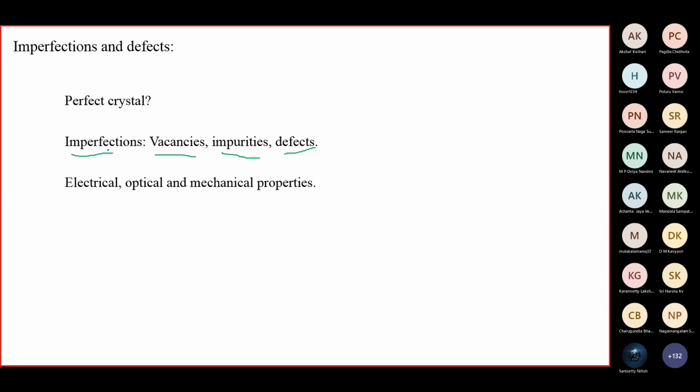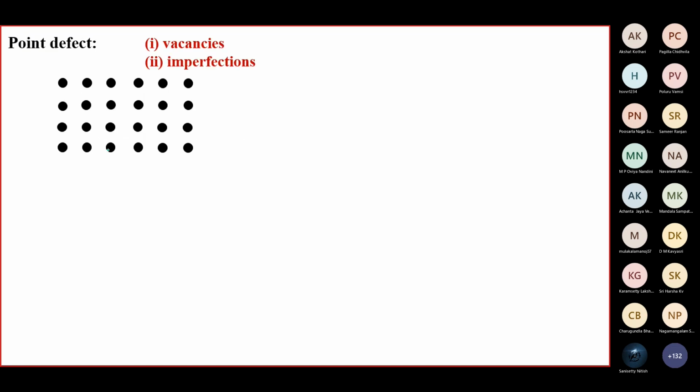So here, in the case of imperfection, first let us talk about vacancies, right? These vacancies and also imperfections are identified as point defects. So in defects, there are three different types: point defects, line defects, plane defects. These point defects you would mostly have studied already.